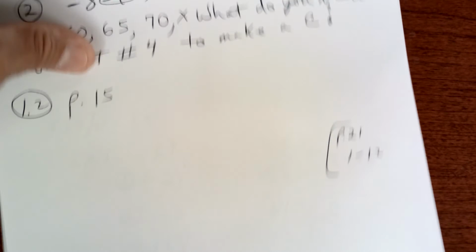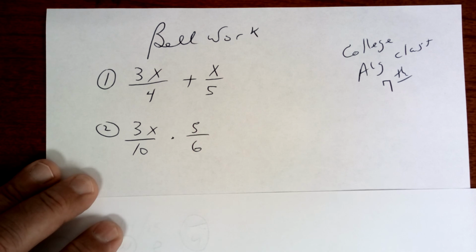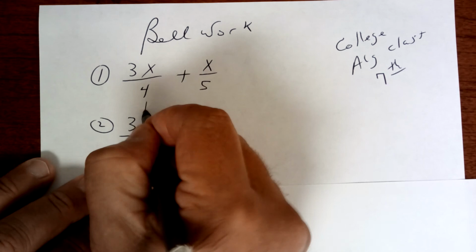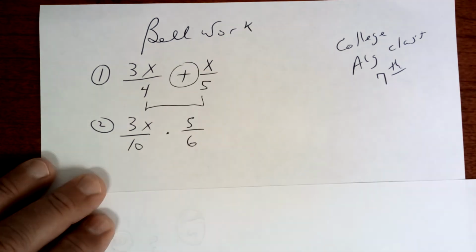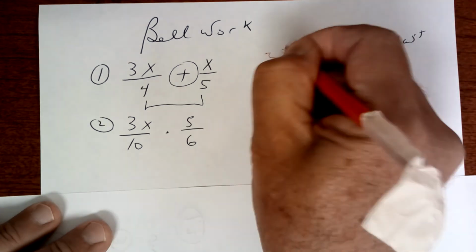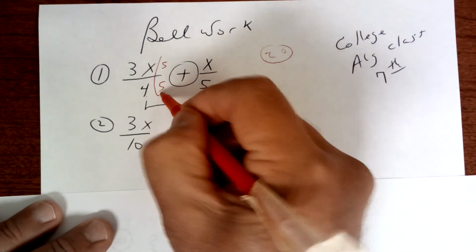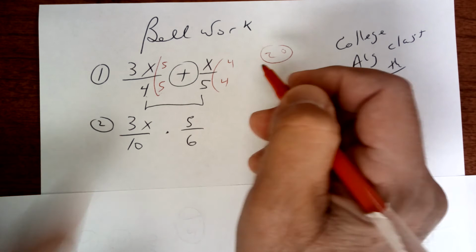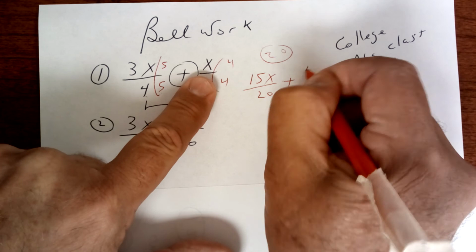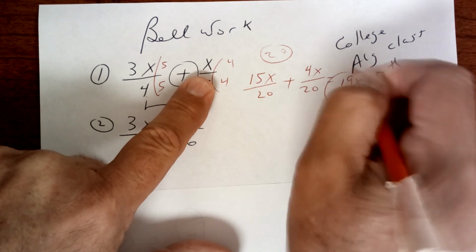Let's turn our attention to the new class, or a different class, and this is the college algebra period 7. Okay? So here, you have different denominators in your adding, so you need the same denominator. So 4 times 5 is 20. We're going to use 20 as the least common denominator. I'm going to multiply by 5 on this one. 4 times 5 is 20. This one I got to do a 4. So 5 times 3 is going to be 15x over 20 plus 4x over 20, which gives me 19x over 20. And that's my answer.